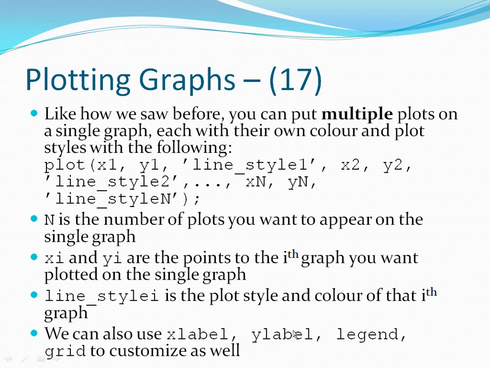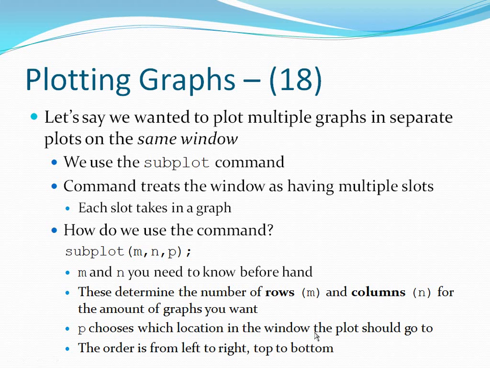Okay? So let's say we wanted to plot multiple separate graphs on the same window. What that means is that you'll have a single window, and then you'll have multiple separate graphs. So you'll have like 4 separate plots inside a big window, with each one having a particular plot. And you can do this with what is known as the subplot command. What the command does is that it treats the figure window or the graph window as having multiple slots, and each slot will take a graph.